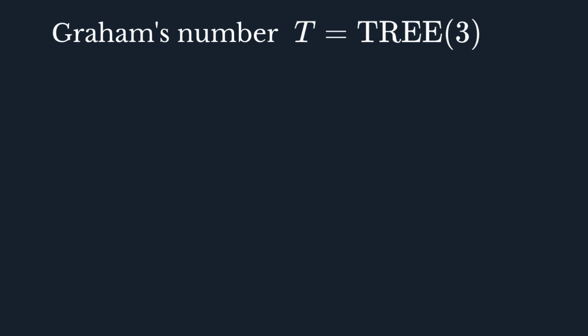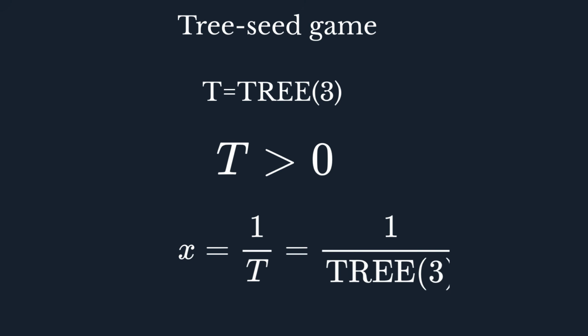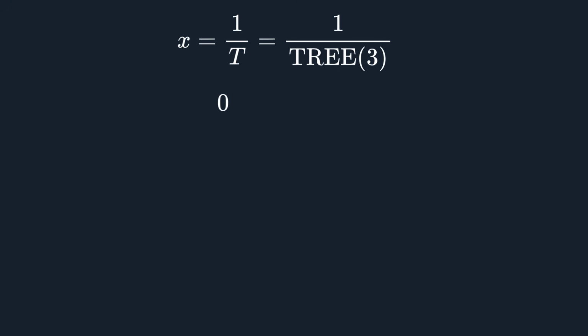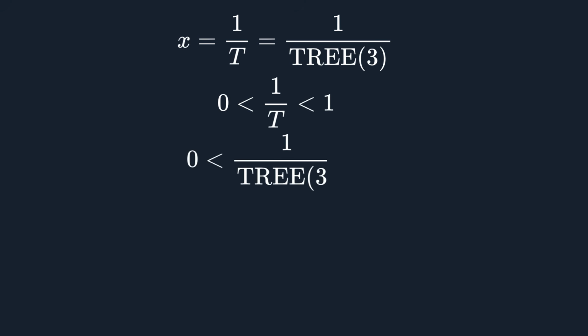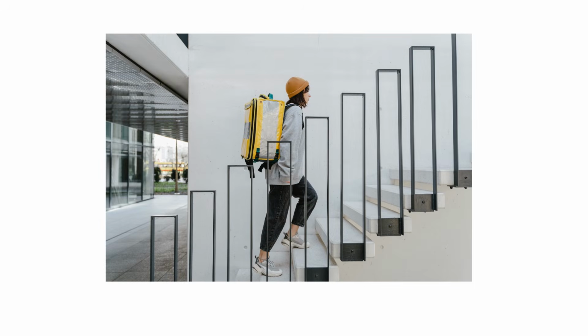Now recall tree of 3, the number generated by the tree seed game, so large that Graham's number is embarrassingly small by comparison. Take its reciprocal too, 1 divided by tree of 3. This number is so small that even the difference between it and 0 cannot be expressed in any physically meaningful unit, not atoms, not Planck lengths, not any measure our universe provides. It exists purely as an idea, a number defined by logic rather than by anything we could ever locate on a physical scale. We can keep going.